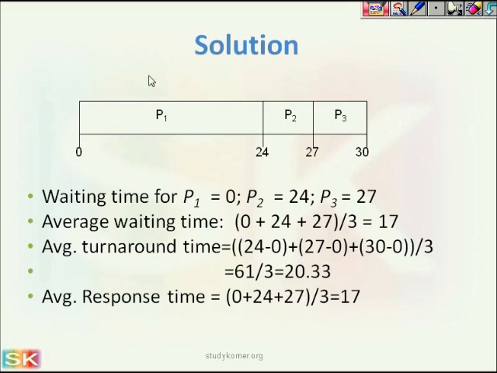So process P1 was submitted at time 0 and it is getting the CPU first time at time 0 only. So response time of process P1 is 0 seconds. Process P2 was submitted at 0 and it is getting the CPU first time at 24th second. So that of P2 will be 24. For P3, 27 minus 0, that is 27, divided by 3 is equal to 17. So this is the average response time of the system, right?